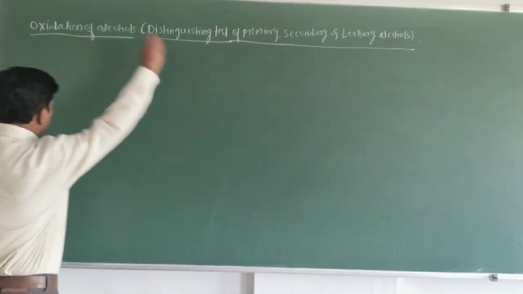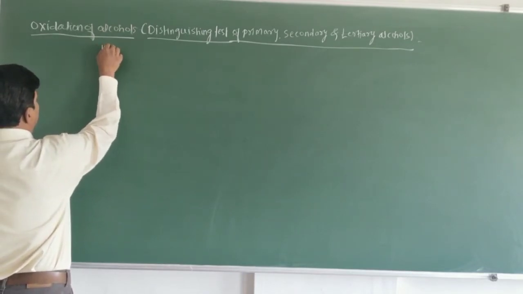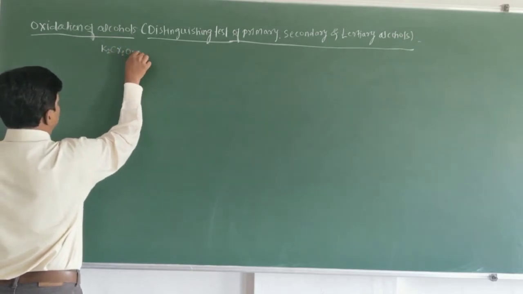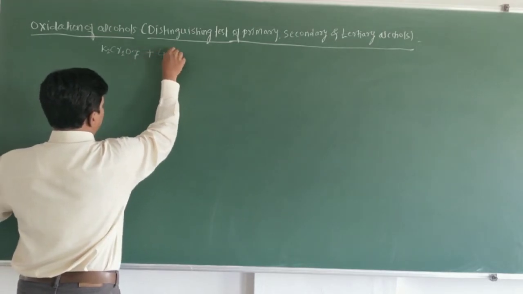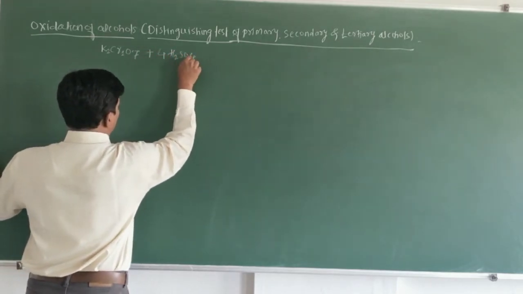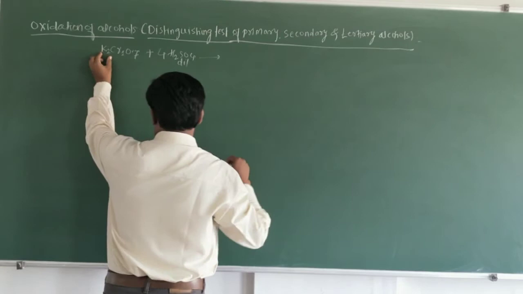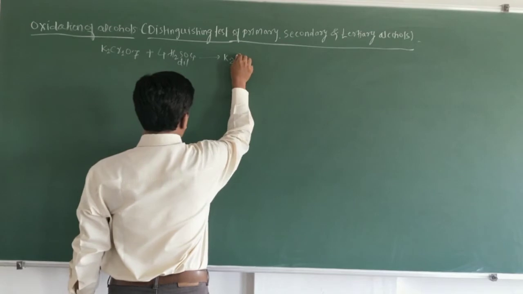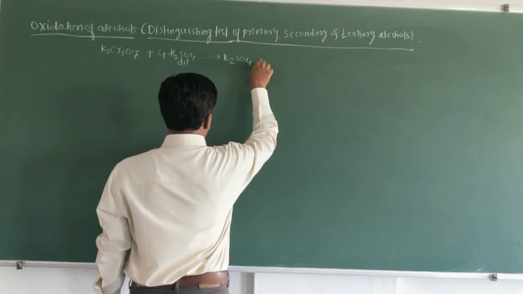So here is one example I would like to tell: suppose we have H2SO4 and K2Cr2O7, which is potassium dichromate in acidic form. When it reacts with dilute H2SO4, sulfuric acid, then from the potassium dichromate the K2, and from the sulfuric acid the sulfate, K2SO4 is formed, known as potassium sulfate.